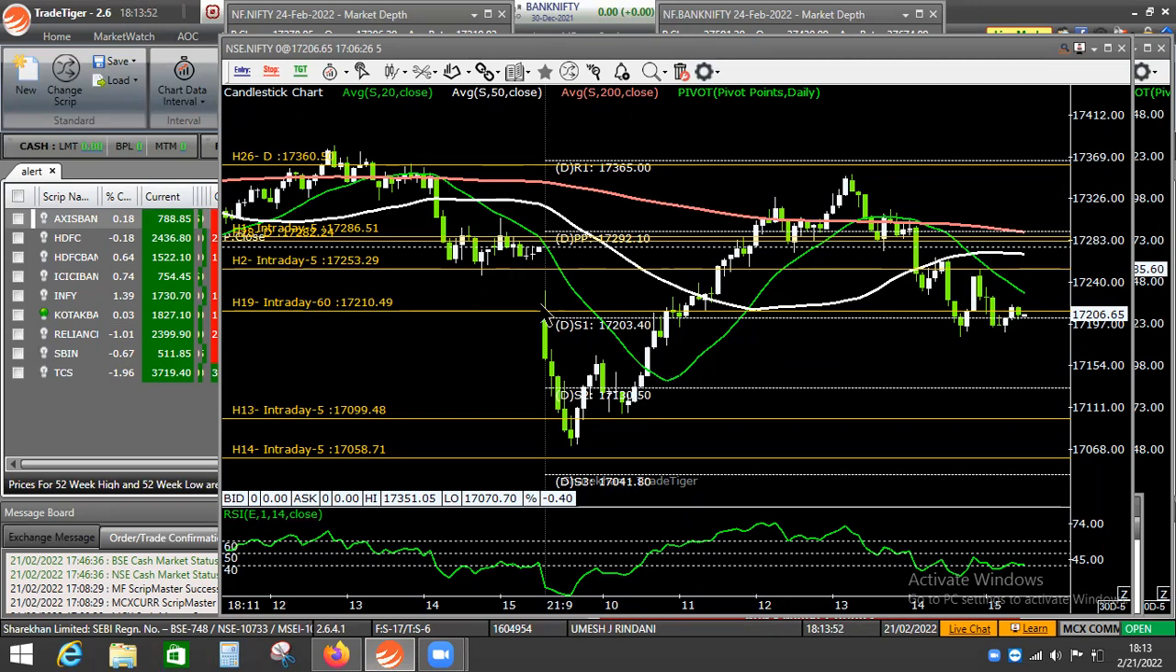So this is the area where the market opened, and this is the area where there was a lot of fighting going on in the last 1 hour. Somehow it was neutralized and it ended just above 17,200.